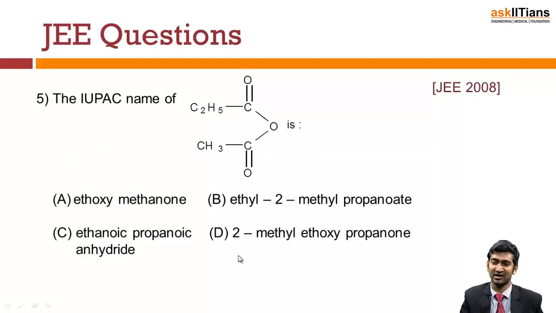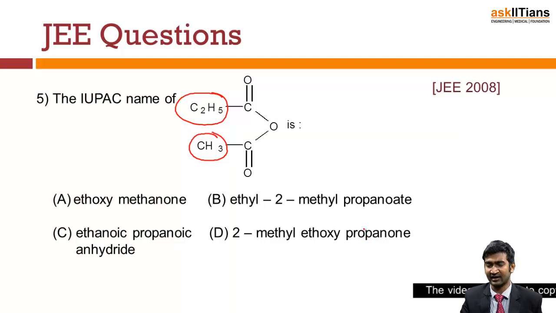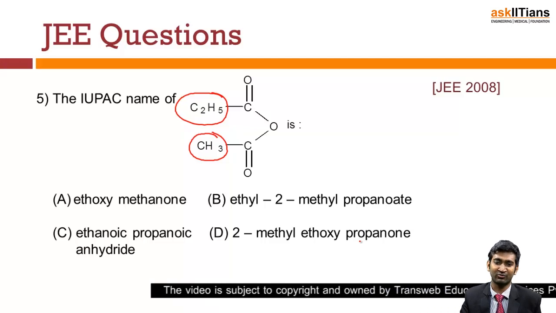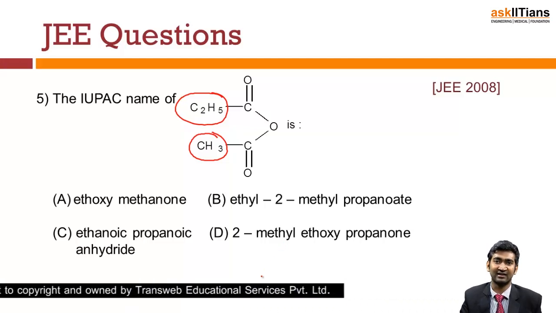Then comes the last question, asked in 2008: the IUPAC name of this compound. Among the options, ethoxymethanol is not that compound. Ethyl 2-methyl propanoate doesn't sound good, because that is not following the rule. Then ethanoic propanoic anhydride, I have here a methyl group attached, here I have an ethyl group attached, so I can consider that. Then 2-methyl-ethoxypropanone. Again, 2-methyl is not the thing, right? Either it can be a first methyl or it can be an ethyl.